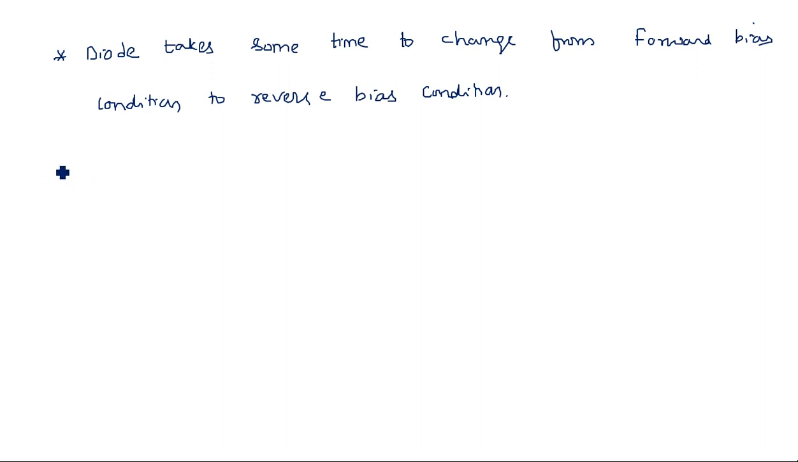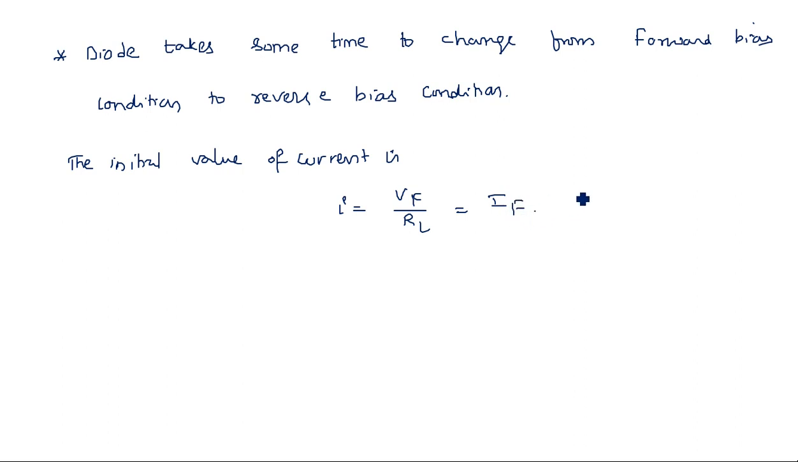So the initial current: when resistance RL is assumed to be large, so that the drop across RL is large compared to the drop across the diode, the initial value of current is I equal to Vf by RL. This is when the diode is in the forward biased condition. That current is taken as If.